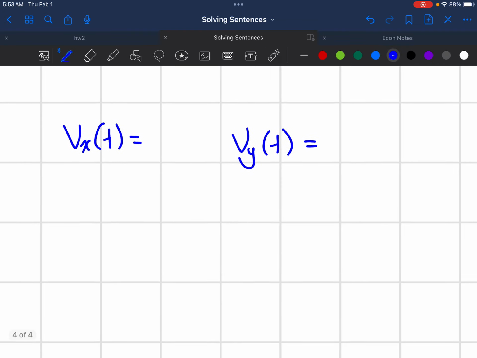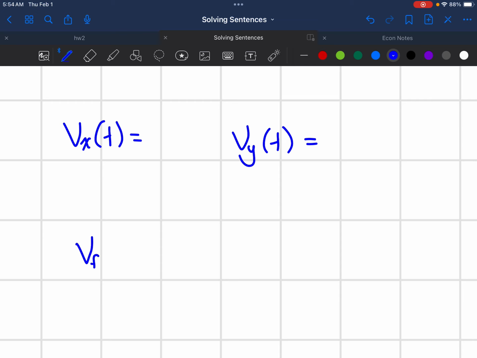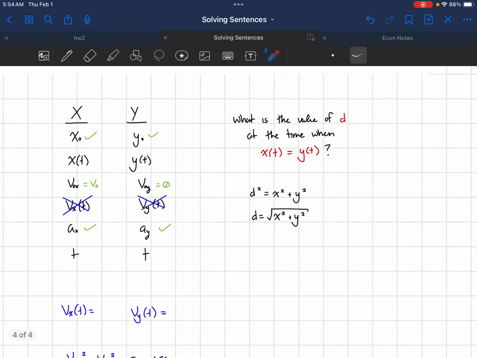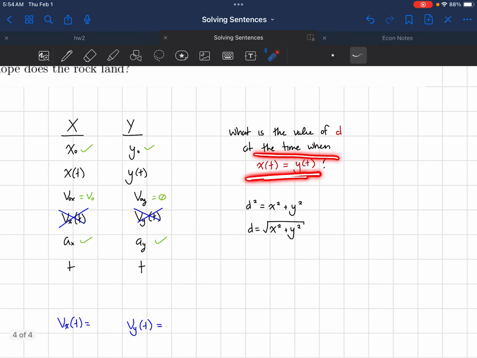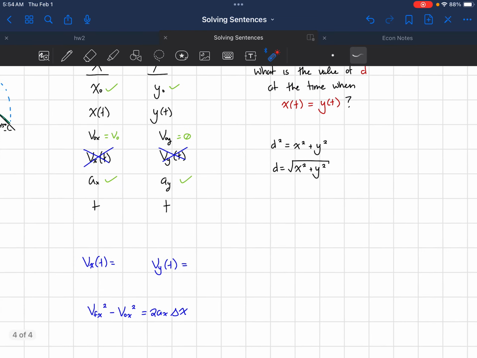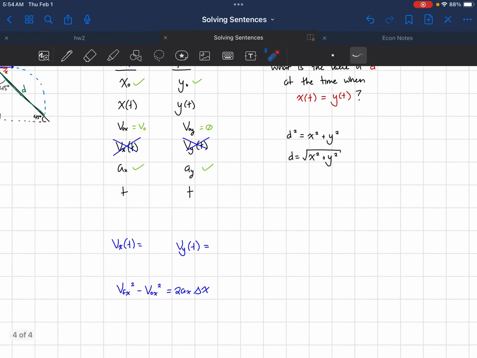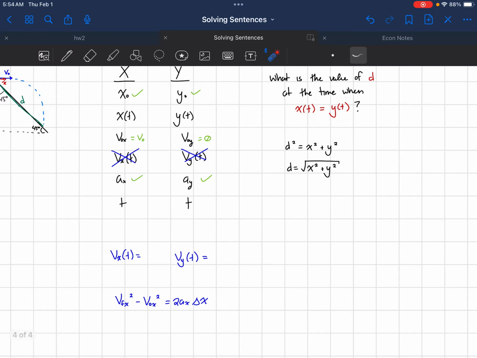And also that other kinematic equation, vf x squared minus v naught x squared equals 2 a x delta x. Same thing. I don't know my v final in the x direction, so I don't really care about solving for it. And in fact, I want to know the time when x of t is y of t, so I need to be solving for time, and this equation doesn't even include time. So that's how I can eliminate those, and I know that I want to be using my position equations.